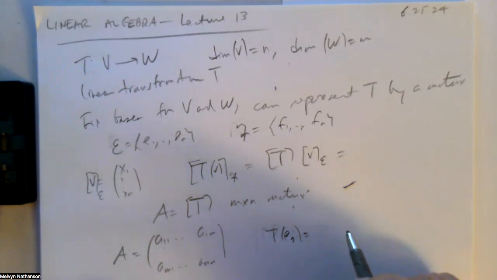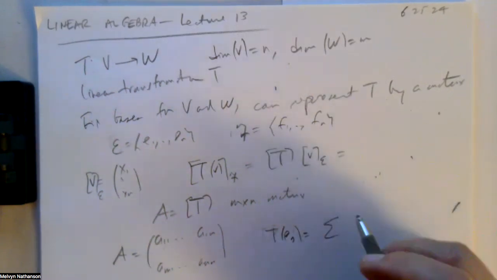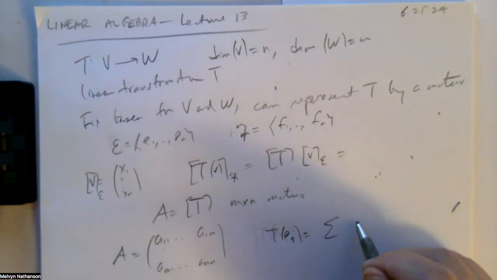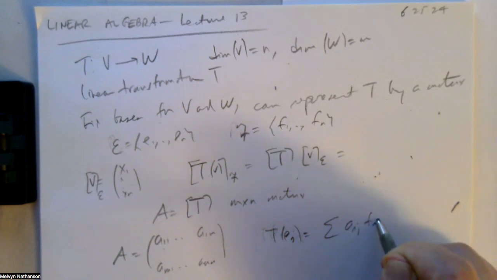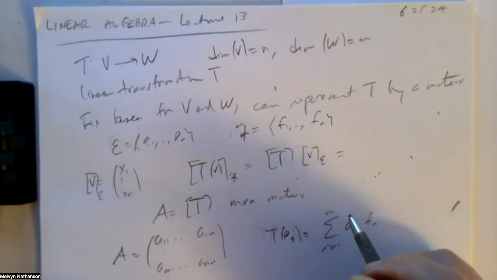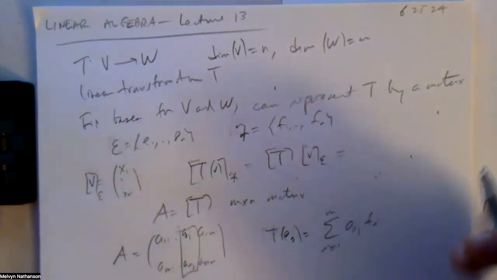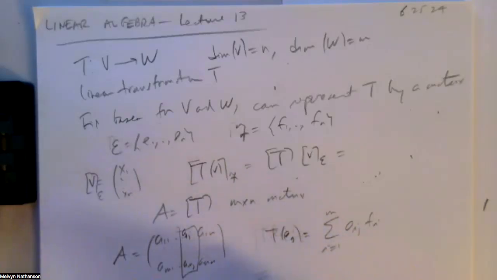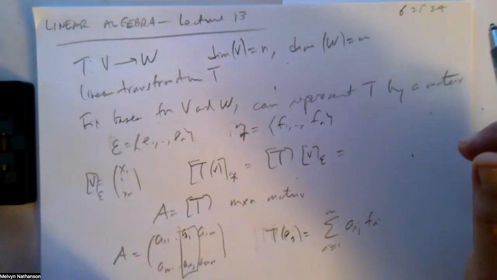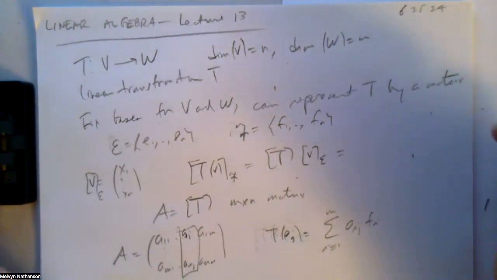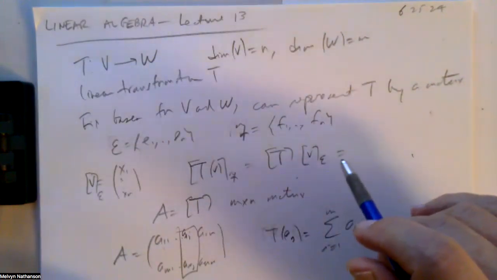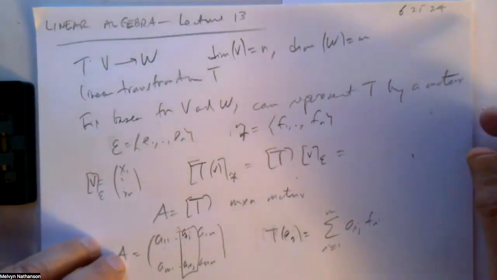T of ej is some linear combination of the basis vectors in W. So those are the f sub i. So it's the sum of aij f sub i, i goes from 1 up to m. So a1j down to amj, this column vector, is the coordinate vector for T of ej with respect to the basis F. I'm not sure I'm making this as simple as it is, but it's something that we've seen over and over again. This is the way you associate a matrix to a linear transformation.